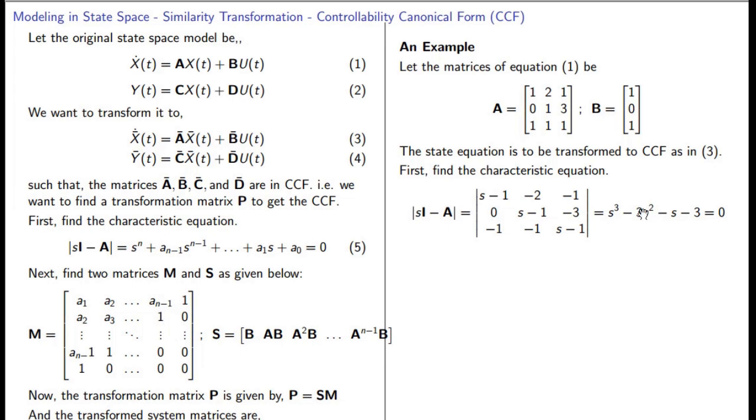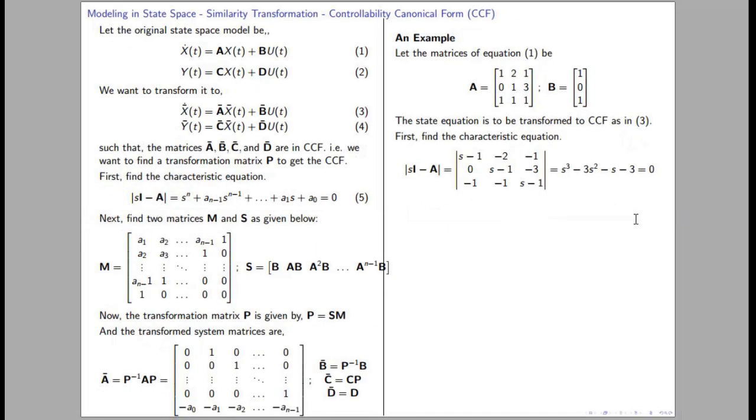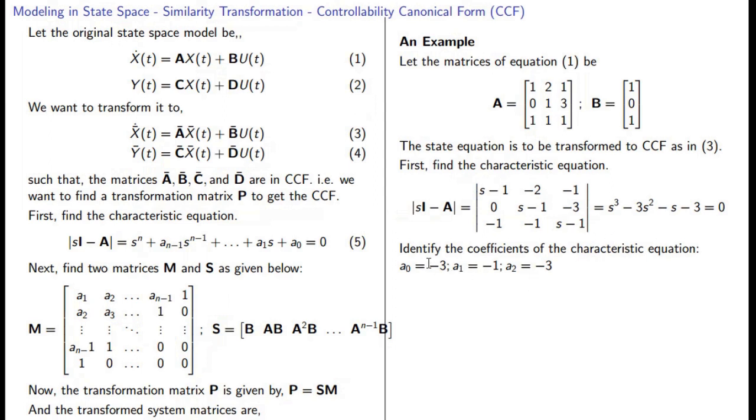As I told, the next thing is you have to identify the coefficients of this characteristic equation. The constant term, you have to take it as A0, that is minus 3. The coefficient of S is A1, that is minus 1. The coefficient of S square is A2, that is minus 3.